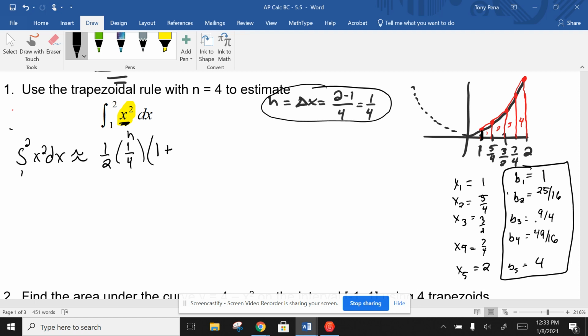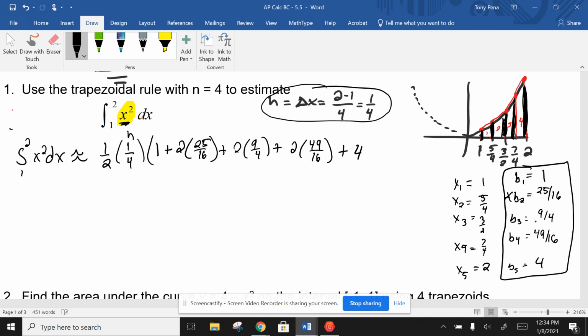But if I look at base number 2 right here, this base would have been shared by trapezoid 1 and trapezoid 2. So you're going to double the 25/16. The 9/4 is the third base. That would have been shared also. So you're going to double that one. The 49/16 would have been shared. So 2 times 49/16. But eventually, we get to this last base right here.